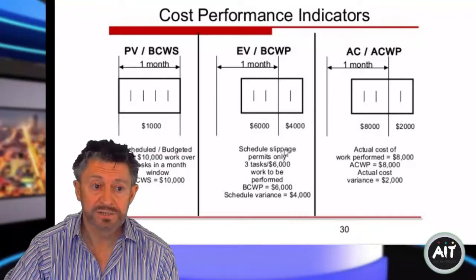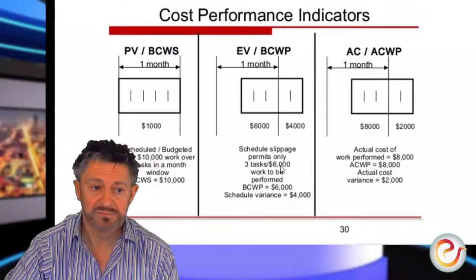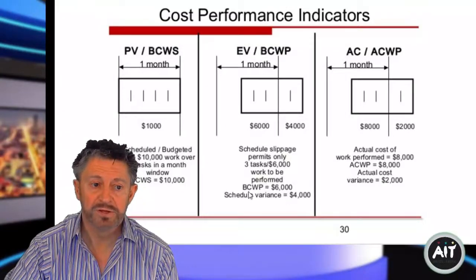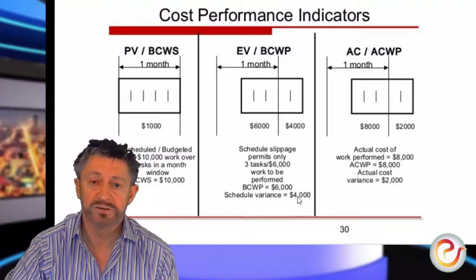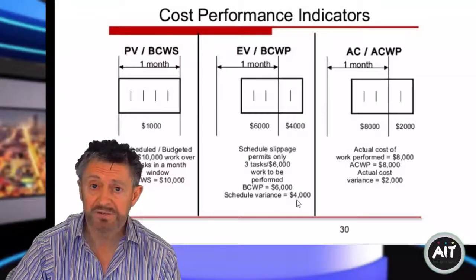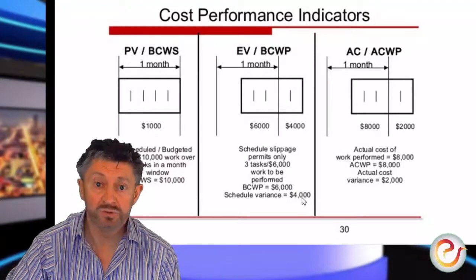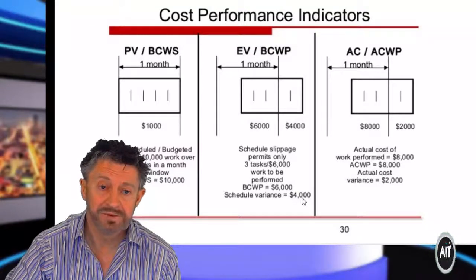So scheduled slippage permits only 3 tasks to be performed. So the budgeted cost of work performed equals 6,000. So the schedule variance is 4,000. So we know that each task costs 2,000, so we know we're behind by 2 tasks for that month.